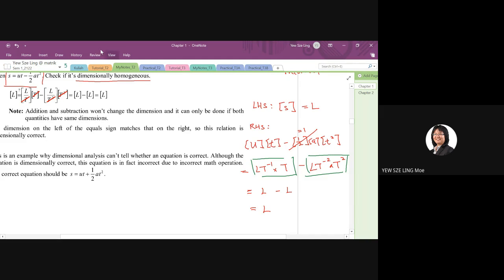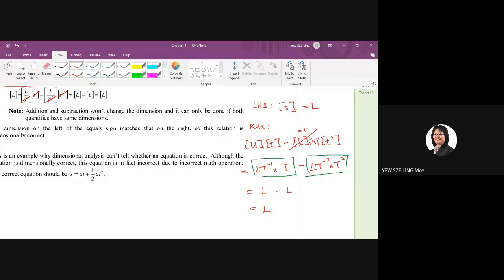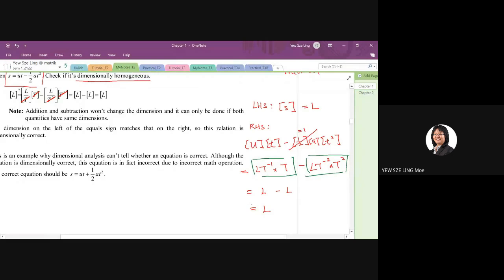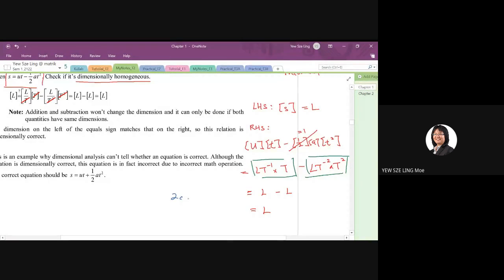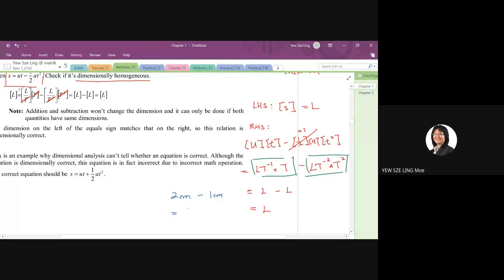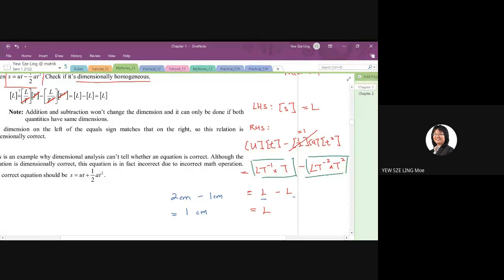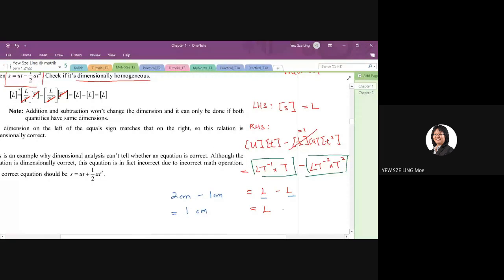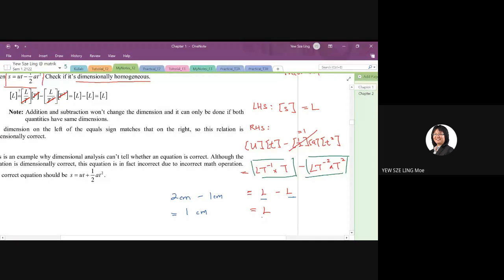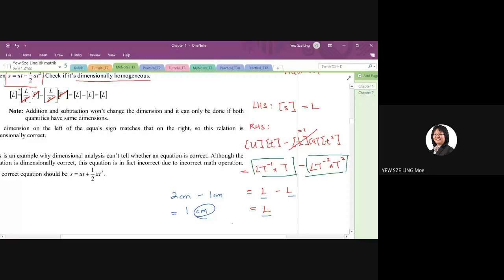So how do I know the final dimension is L? Try to imagine now if you have 2 cm minus 1 cm. Okay, the unit for the final answer is also in cm. So 2 cm, cm is L, minus 1 cm, cm is also L. So the final unit is L. Why? Because the unit is still in cm. Okay, so this is one of the examples. So L minus L, the final dimension is L.